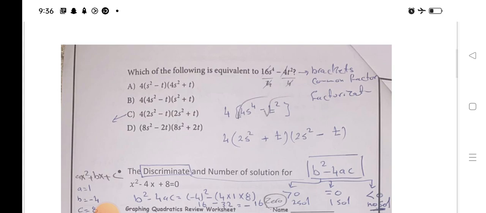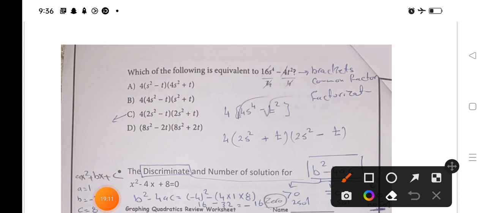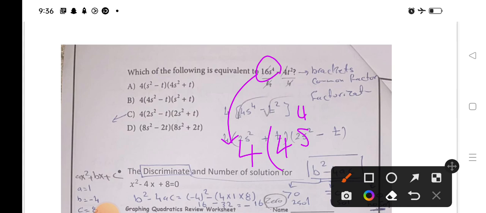So 16s to the power 4 minus 4t to the power 2, I will divide by the common factor, which is 4. Excellent. After this, I will take the common factor 4 outside. 16s to the power 4 divided by 4 gives me 4s to the power 4. Then 4t squared divided by 4 gives me negative 1.